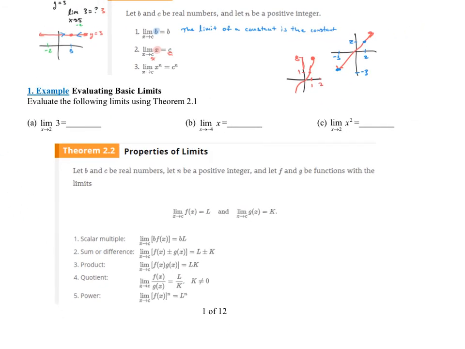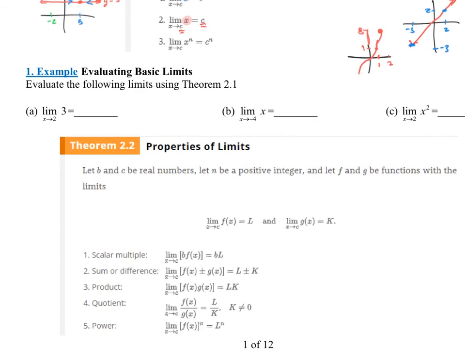Let's look at example 1 here. Example 1a says, what's the limit as x approaches 2 of 3? Well, this is a constant, and we know the limit of a constant is the constant. So the answer is 3. I've got to show some type of work here, so I'm just going to say constant. Because it's a constant, the limit of a constant is the constant. Notice the x value here did not matter, because no matter what your x value is, you're dealing with a horizontal line at y equals 3. Let's look at the next one.